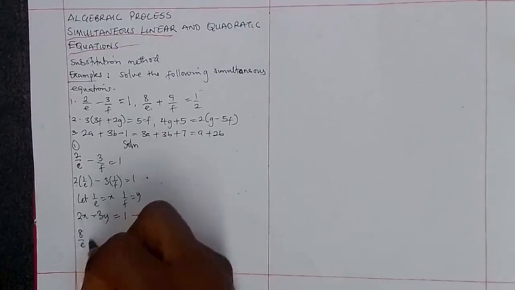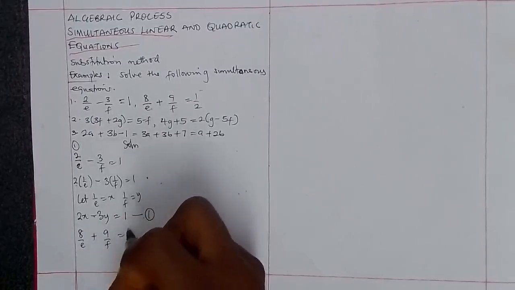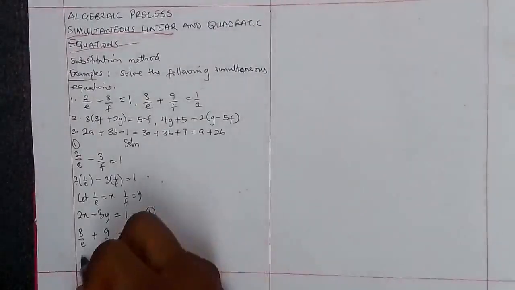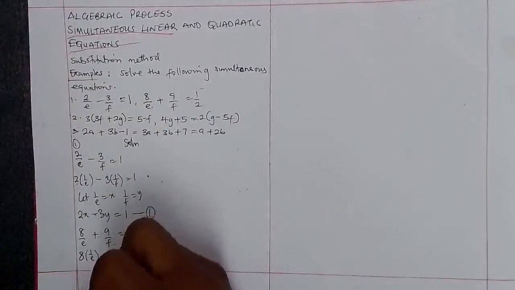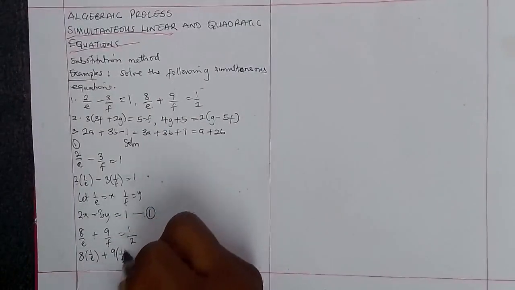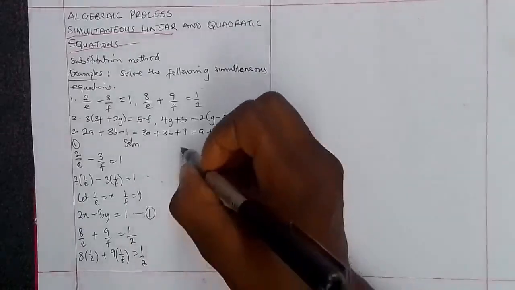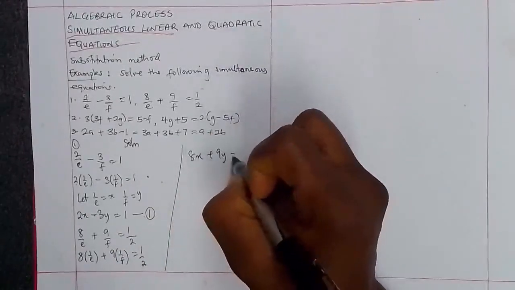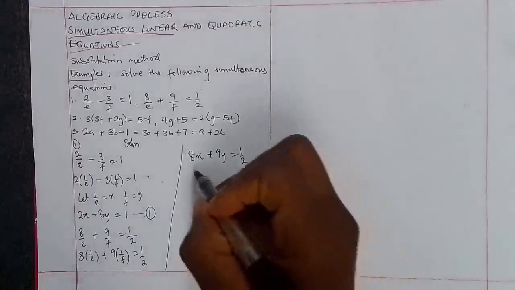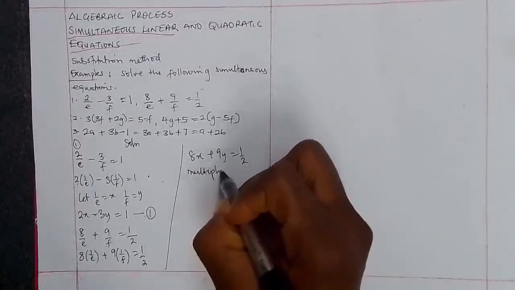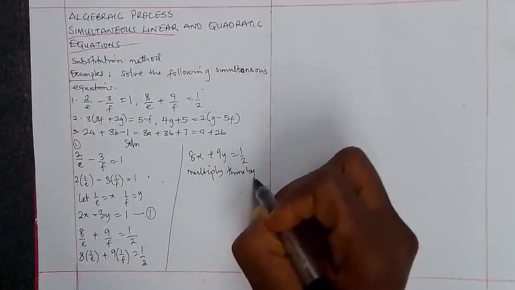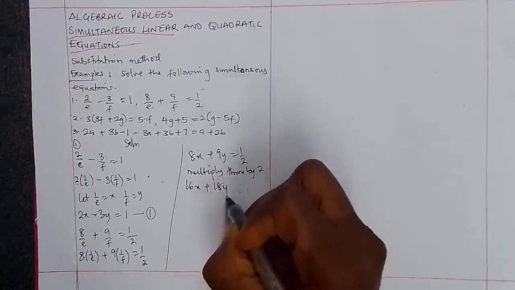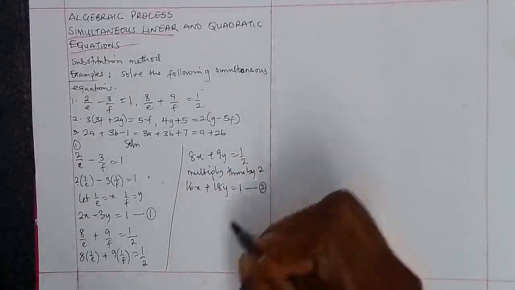The next one, we have 8 over e plus 9 over f is equal to 1 over 2. So just as we did the first, we have 8 open bracket 1 over e plus 9 open bracket 1 over f is equal to 1 over 2. Recall that we said 1 over e is x, so we have 8x plus 9y is equal to 1 over 2. Since I don't want a fraction, I multiply through by 2. So we have 2 times 8, 16x plus 18y is equal to 1. This one is equation 2.